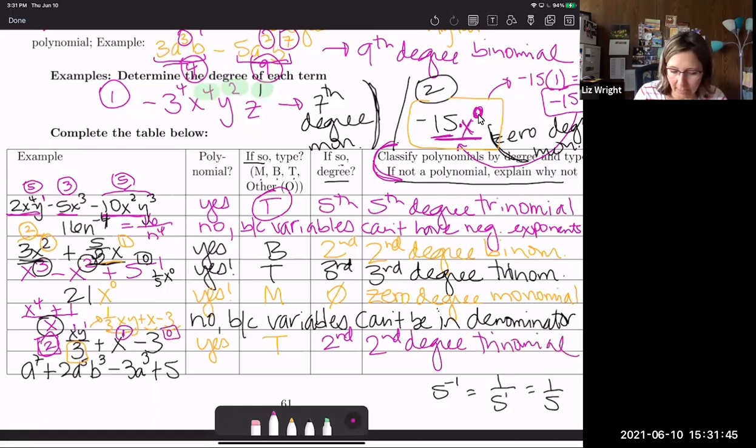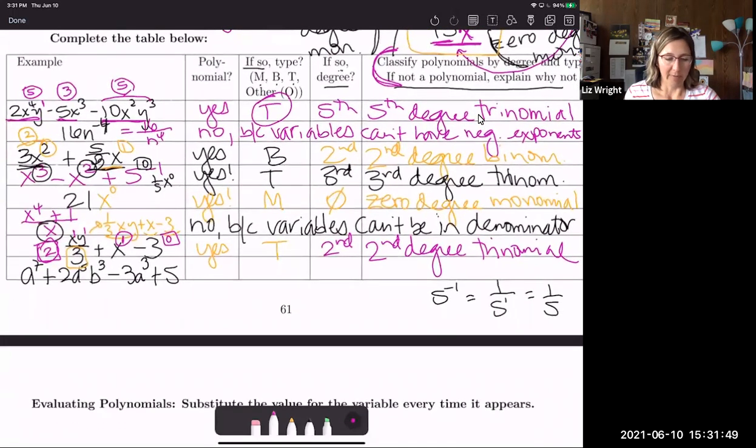And then for our last one, let's check out this last one. Do we have any variables in the denominator? Nope. Any variables with negative exponents? Nope. Is it a polynomial? Yes. How many terms? 1, 2, 3, 4. So we don't have a term or definition for something with 4 or more terms, so we just call it an other. We're going to classify it as an O, an other.